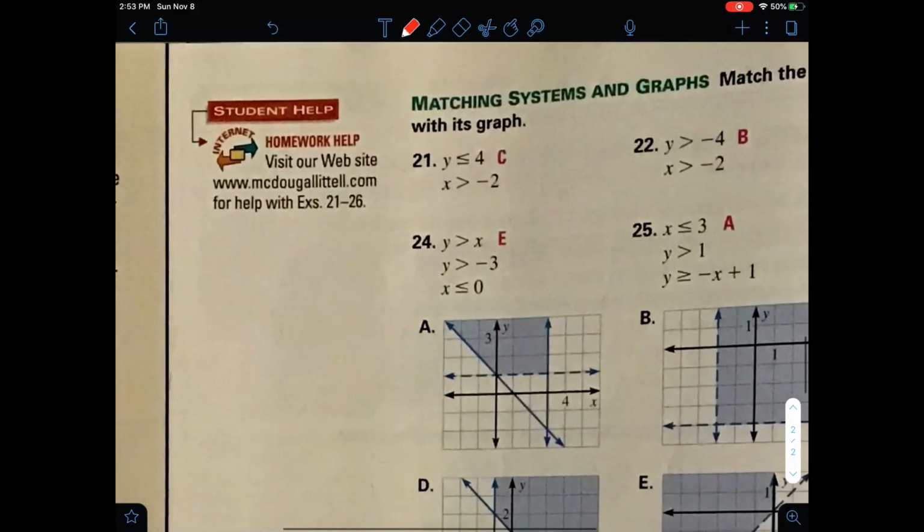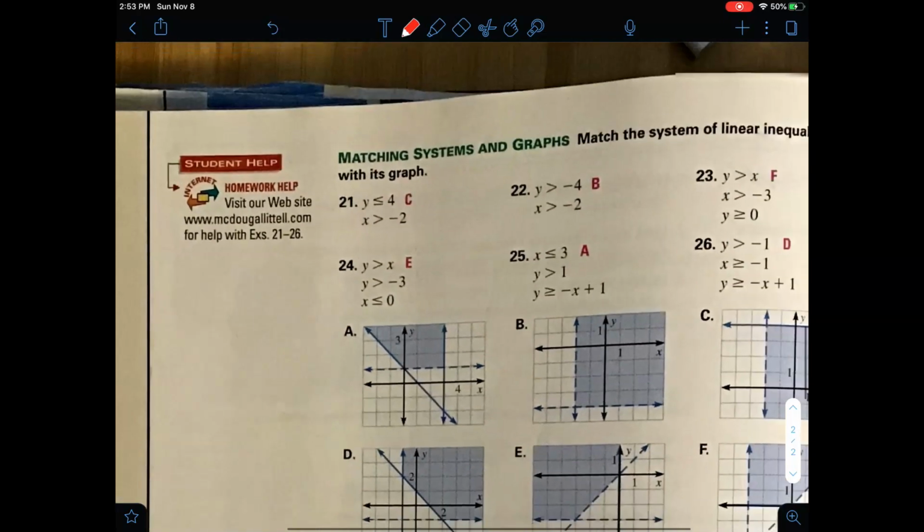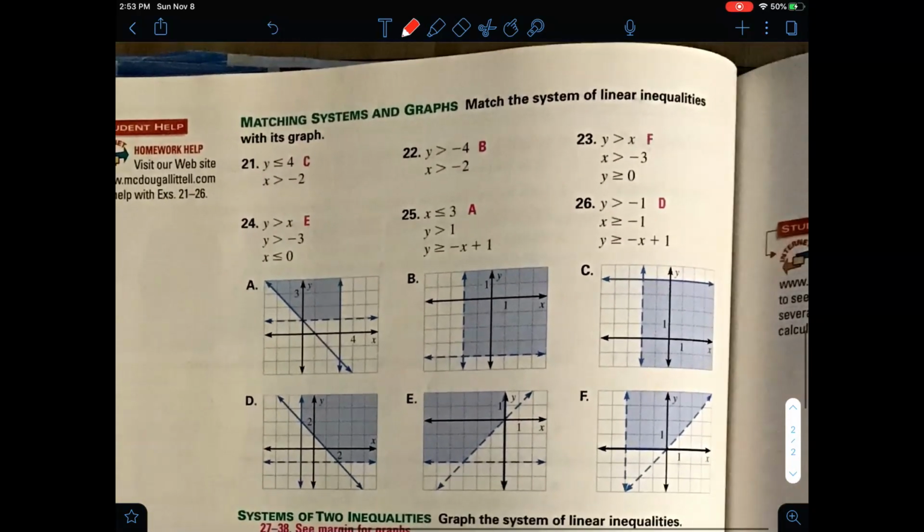Now we have 21 through 26. Okay, so let's take a look. We'll go through some of these examples together and just figure them out. I think it's probably best to graph them like we would and see how we do here, okay? So for 21, we have y is less than or equal to 4. So I'm looking for a solid line through positive 4, first of all, on my graph. A horizontal line like this, okay?